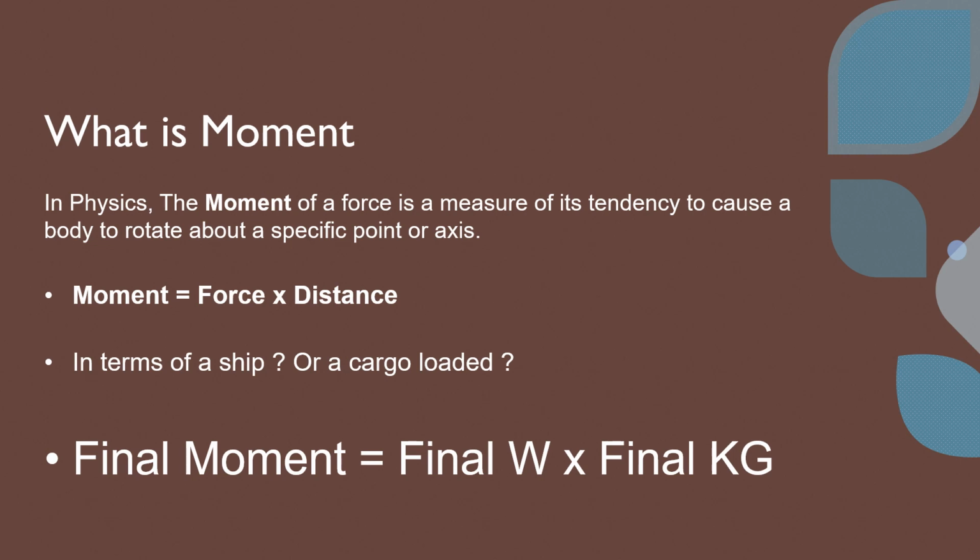I hope I was able to explain this concept, but in summary, final moment is equal to final W into final KG. How we use it in problems, of course, I will tell you in my further videos. But in essence, this is the summary. You have a ship, you have a center of gravity G. So the moment is the displacement of the ship into that distance KG. Now, if you load a small cargo, that small cargo also has a moment. So what is that equal to? The moment of that cargo is equal to the weight of that cargo and the distance from the keel to the center of gravity of that particular cargo.